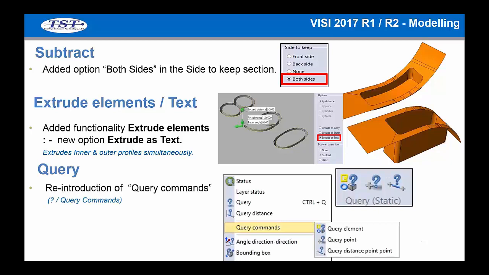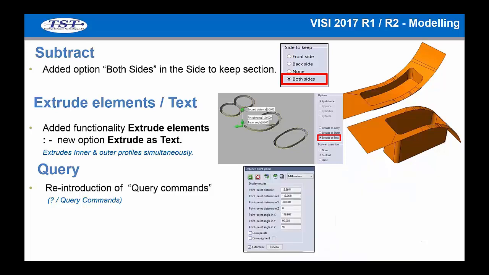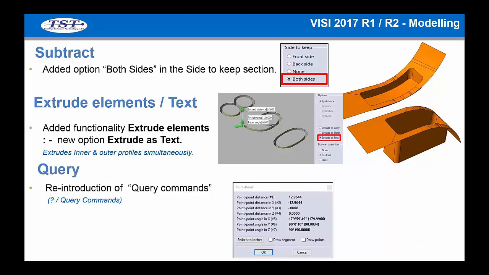Query, the reintroduction of the query commands. These can also be added to any wheel or toolbar as well. Have our newer version and your original point-to-point. With the switch to inches, switch to millimeters, draw segment, and draw points. Also, those variables are there as well. So there's no need to add these into any menu item. They will be available.